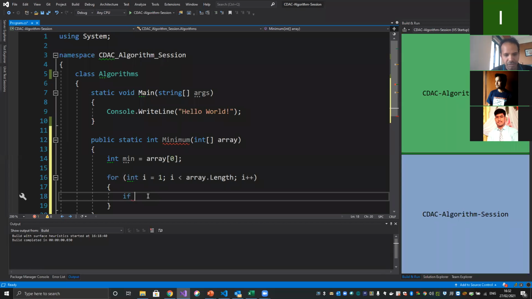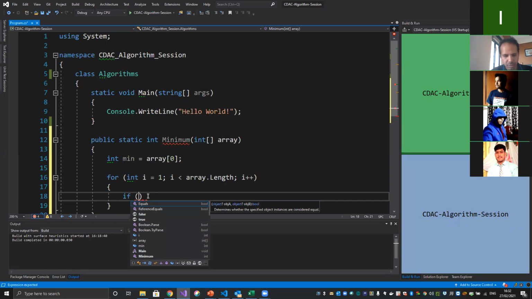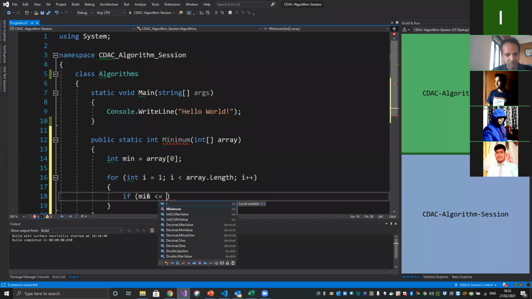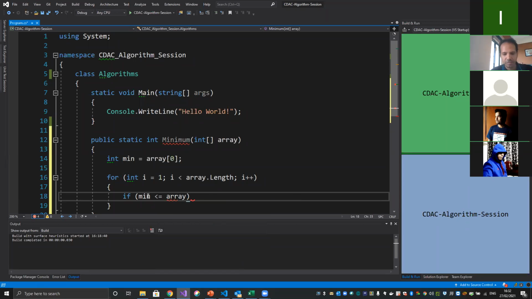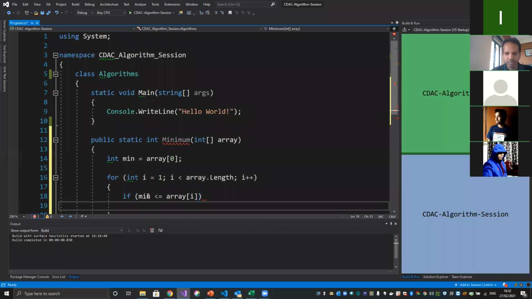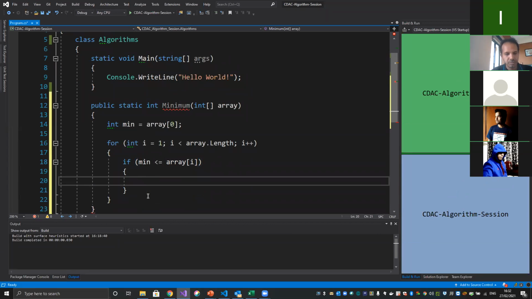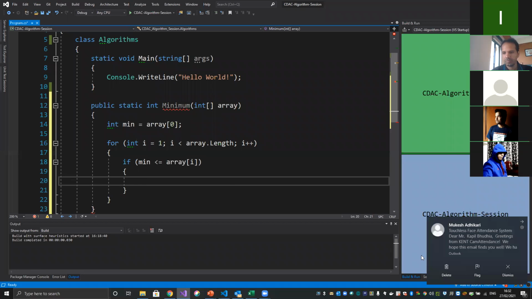So we say if. What should I compare? What's the condition? Min with the current iteration's element at the iteration index. Right. So let's say if min is less than or equal to array of i. Then what should I do? Swap, sorry, no swapping. Change the value of min.